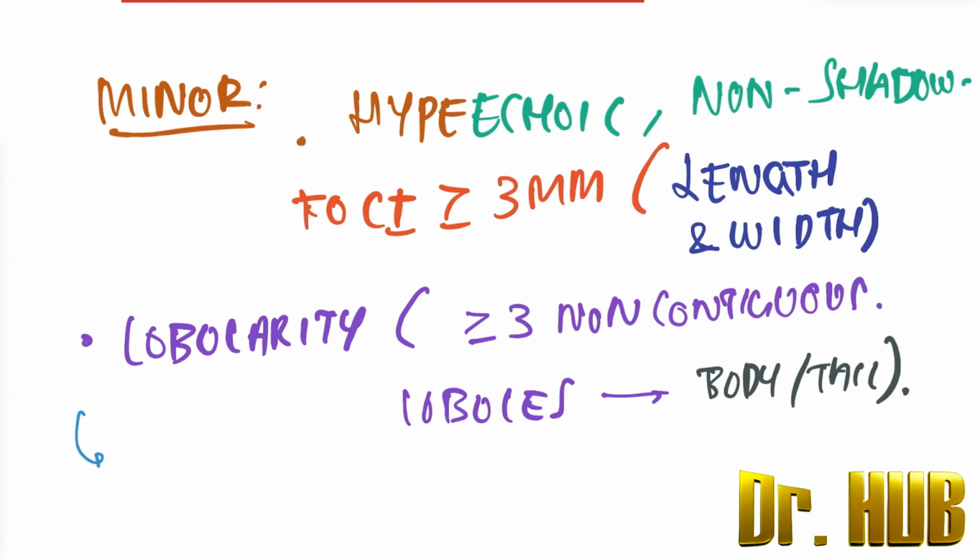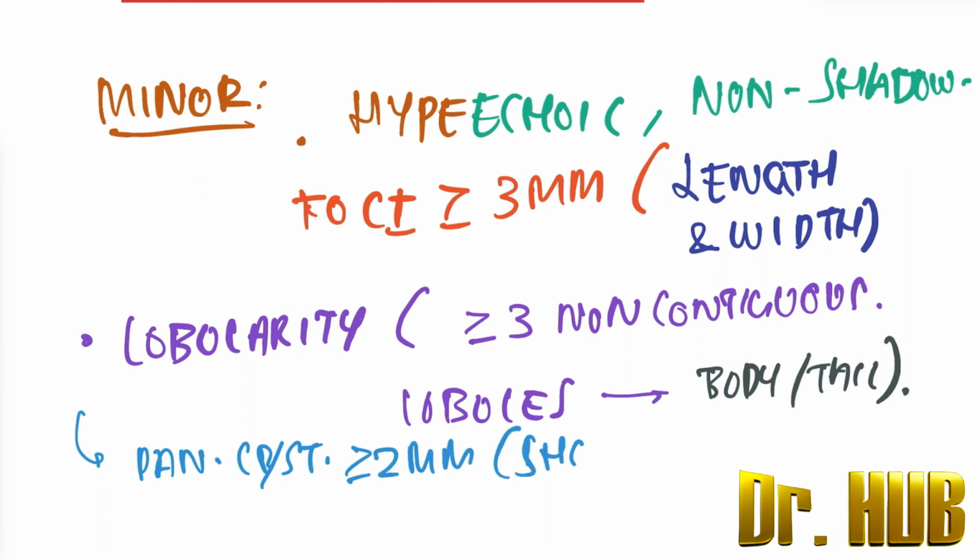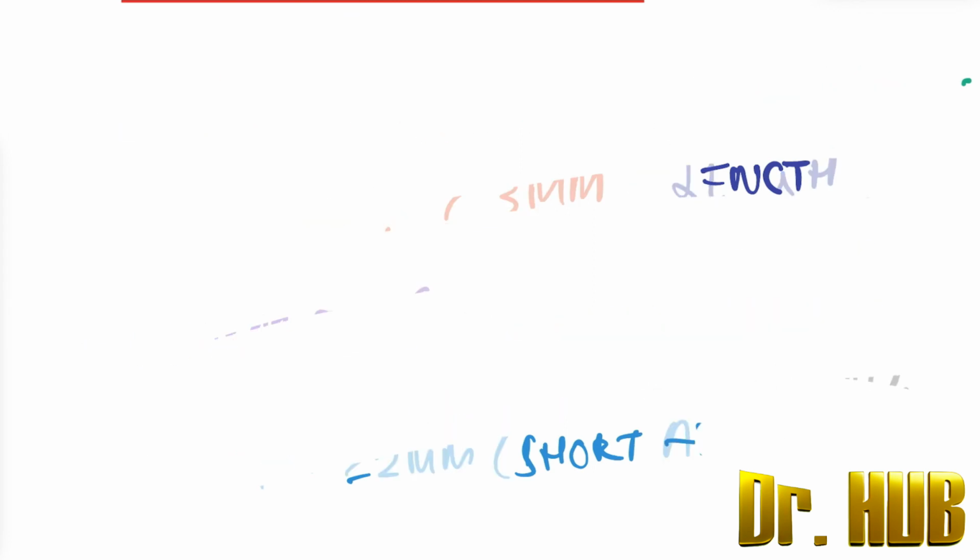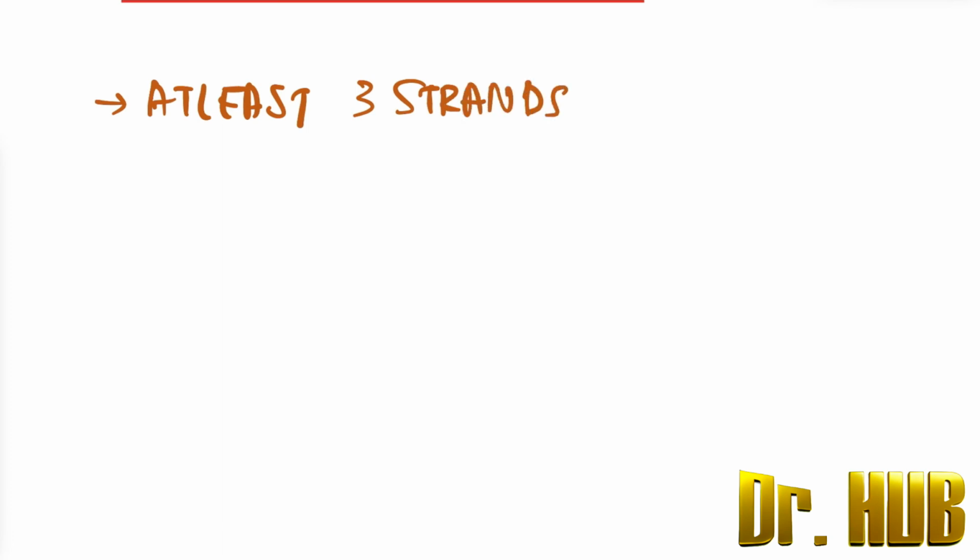Then comes the presence of the pancreatic cyst. This pancreatic cyst is greater than or equal to 2 mm in the short axis, and there are at least 3 strands. So this includes the strands.